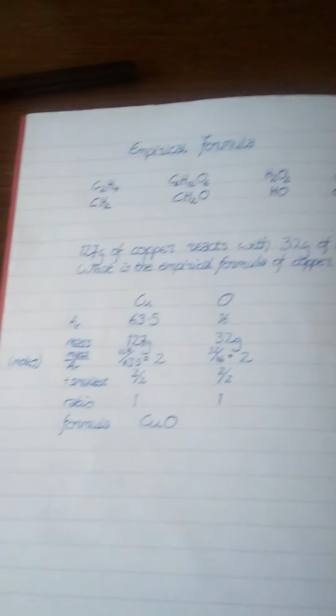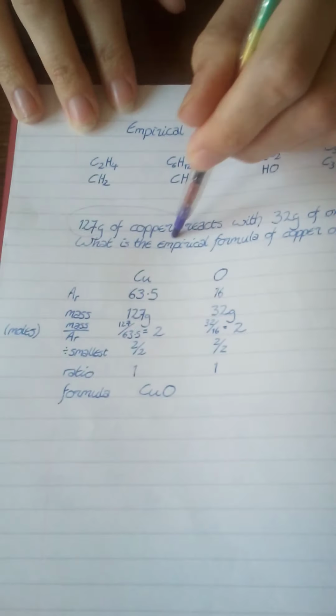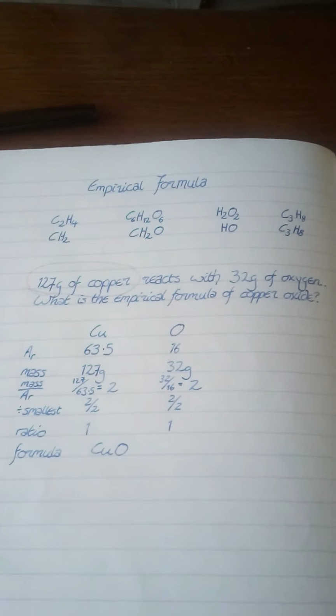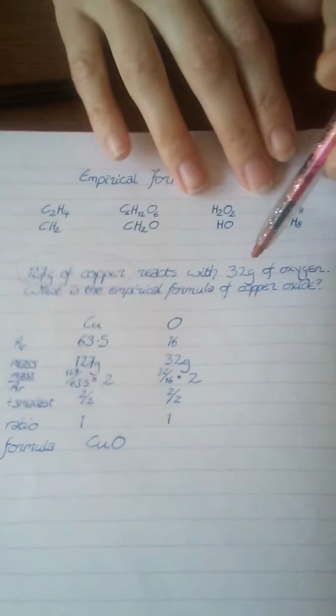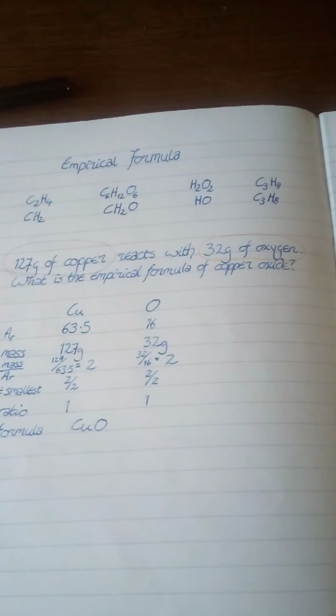I like to write them out because I always miss it otherwise. So we can say 127 grams of copper reacts with 32 grams of oxygen. Great.